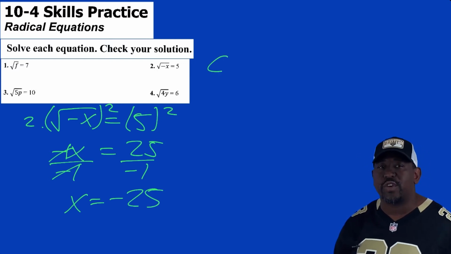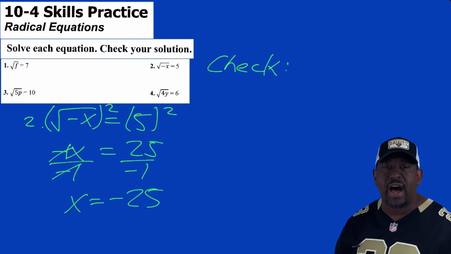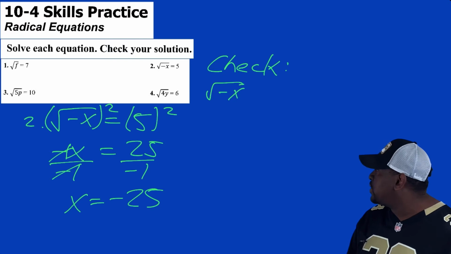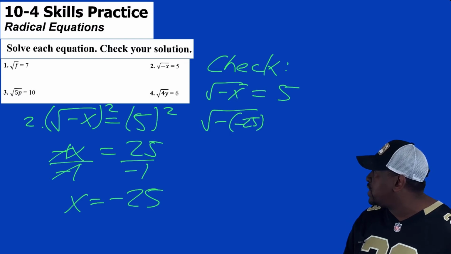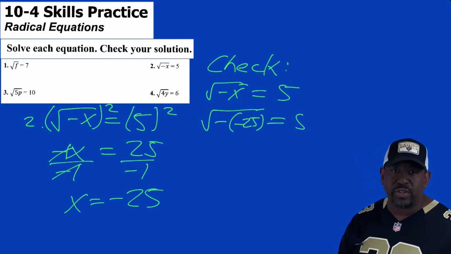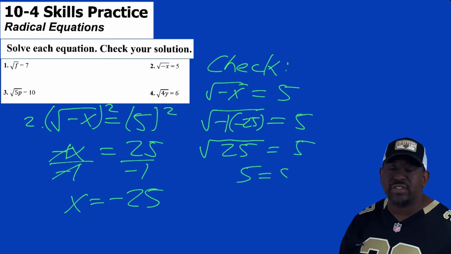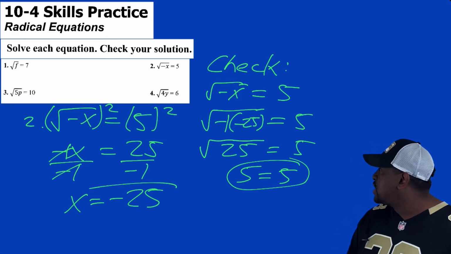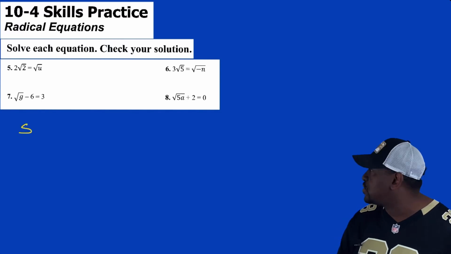So again, like the first problem, we have to check our answer by substituting negative 25 into our equation. So we have the square root of negative x equals 5. We substitute negative 25 for x. So we basically have negative 1 times negative 25, which will give us a positive 25. So it'll be the square root of 25, and the square root of 25 is 5. They're both equal, so that negative 25 for x is a valid solution.